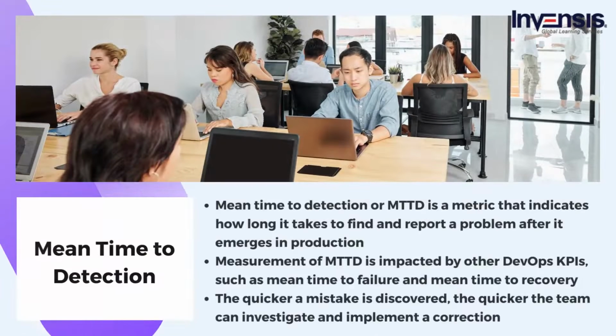The last metric is mean time to detection. Mean time to detection, or MTTD, is a metric that indicates how long it takes to find and report a problem after it emerges in production. This strongly connects with application performance monitoring as the major method for identifying issues, while customer requests are also a source of feedback. Measurement of MTTD is impacted by other DevOps KPIs, such as mean time to failure, or MTTF, and mean time to recovery, that is MTTR.